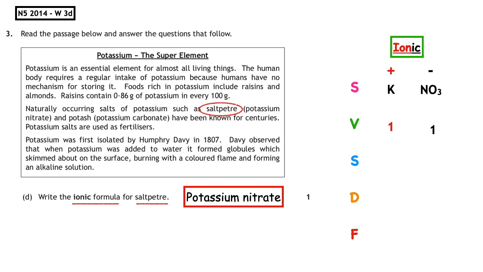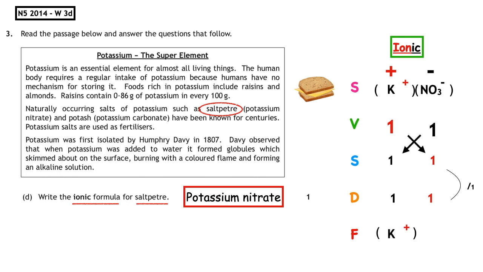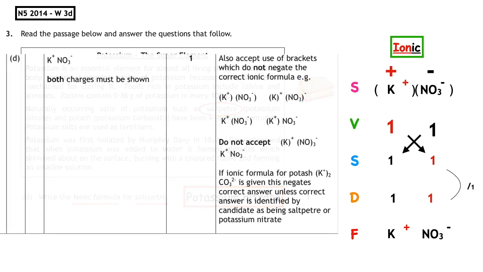Remember, it's ionic, so we have to show the charges. The potassium will have a positive charge. Remember to keep the ion in brackets, because we make a sandwich and wrap it up. The nitrate will have a negative charge, and we need to put that in brackets too. Swap over the valencies. The highest number they can both be divided by is 1, which means that the ionic formula for potassium nitrate is K positive, NO3 negative. Remember, the charges cancel each other out.